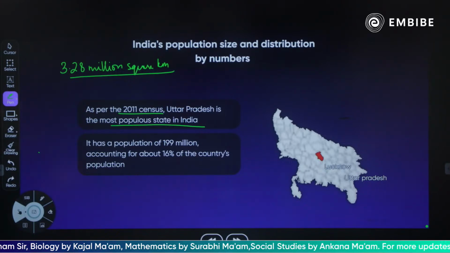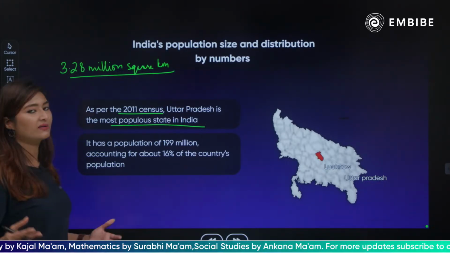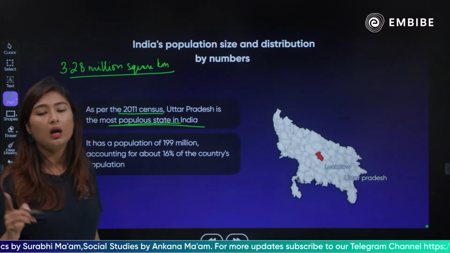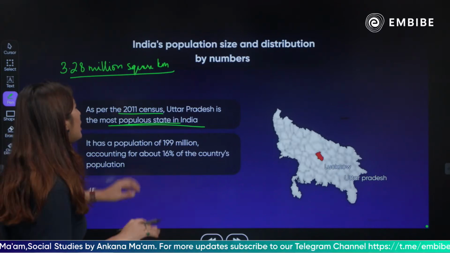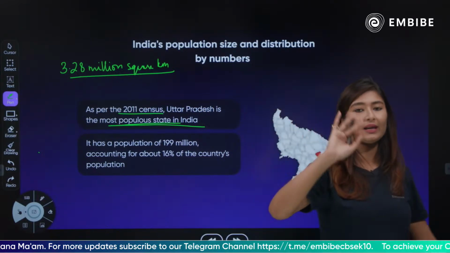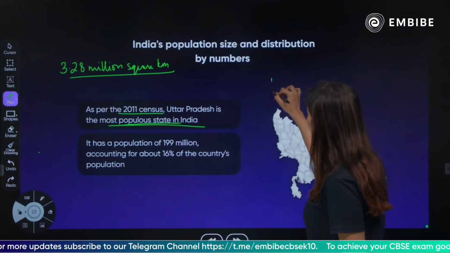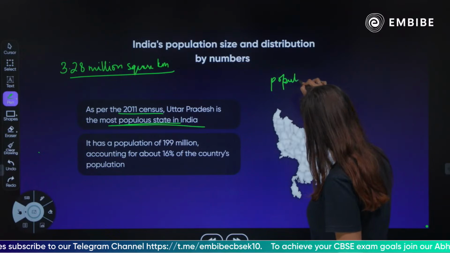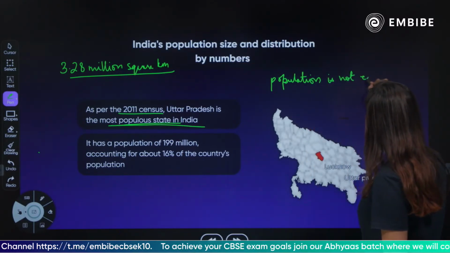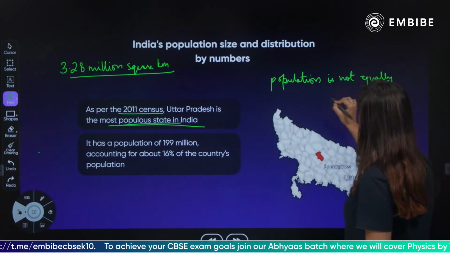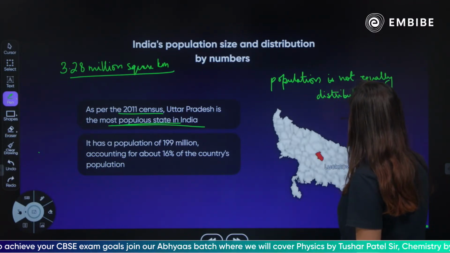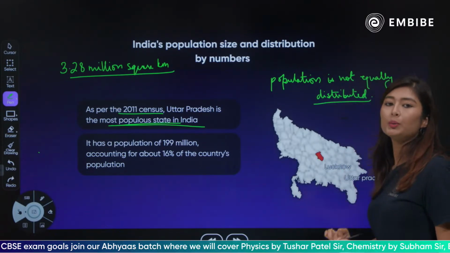So in the 2011 census, or even in today's census, if you see, UP is the most populated state of the entire country. Hi Dhanush. Now, understanding India is a huge piece of land, one thing you will observe is that the population is not equally distributed. That is what we were telling initially also. Population is not equally distributed, right?